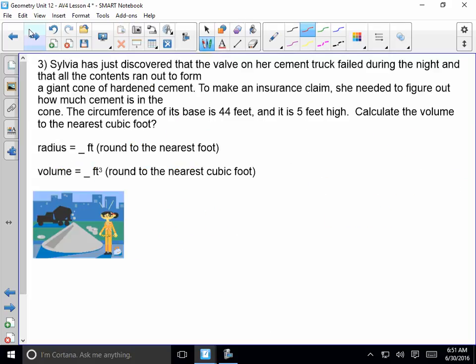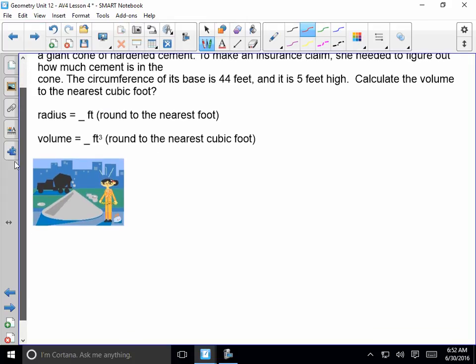Okay, we've got about two more here, going through and really looking at those most missed problems overall. Sylvia has just discovered that the valve on her cement truck failed during the night and that all the contents ran out to form a giant cone of hardened cement. To make an insurance claim, she needs to figure out how much cement is in the cone.